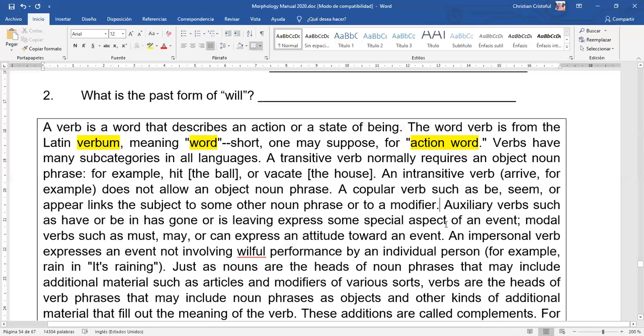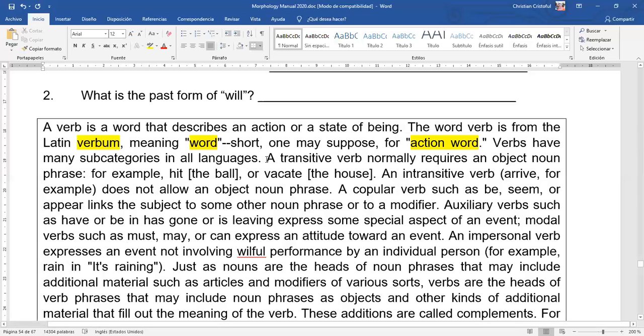Is that it regarding verbs? No, there are also auxiliary verbs, such as have or be, as in has gone or is leaving, which express some special aspect to an event. We're going to cover aspects, so don't worry about it. And there are modal verbs, such as must, may, or can.